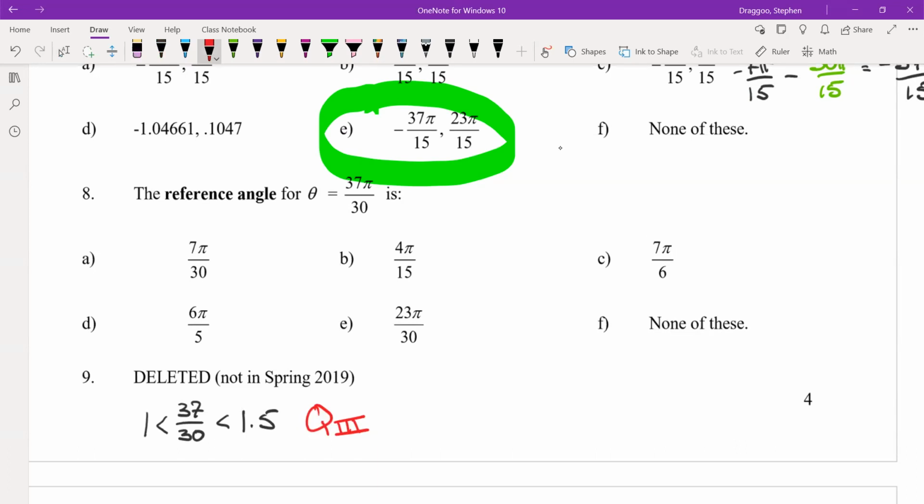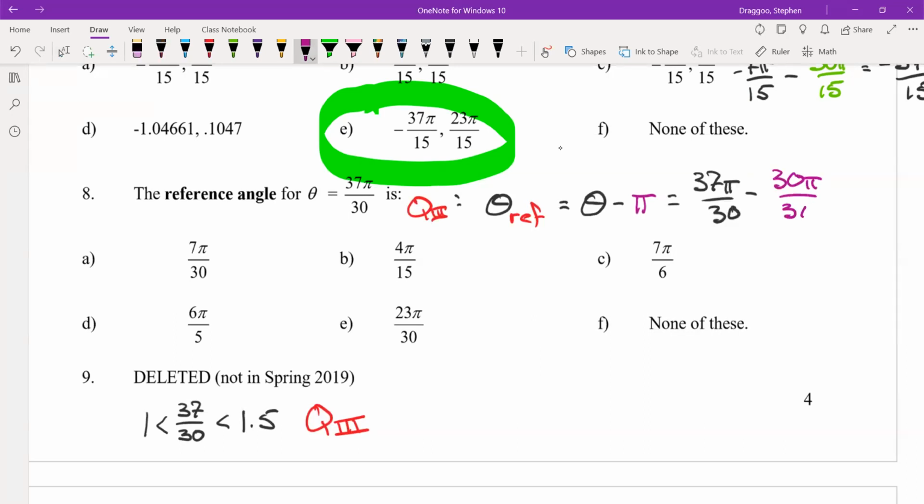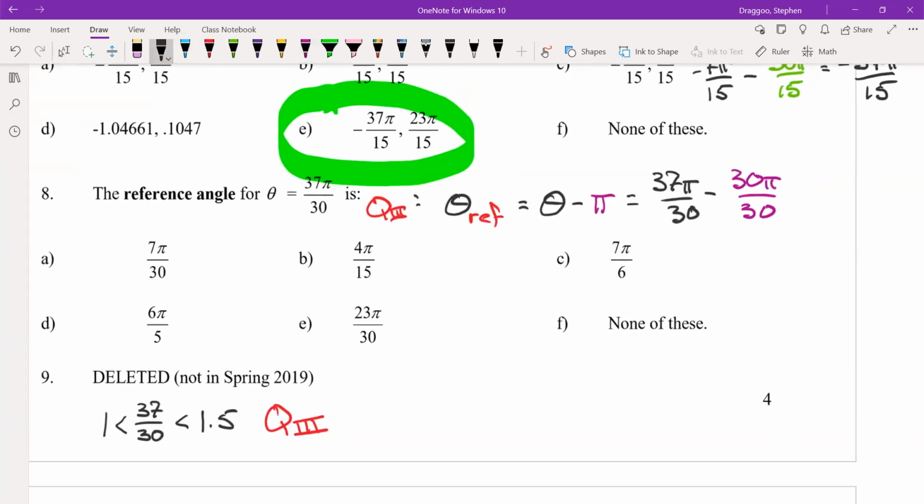And in the third quadrant, quadrant 3, let's mark that again, our reference angle is theta minus pi. Which I get to be 37 pi over 30 minus 30 pi over 30. Let's get ourselves a common denominator. My result is 7 pi over 30.